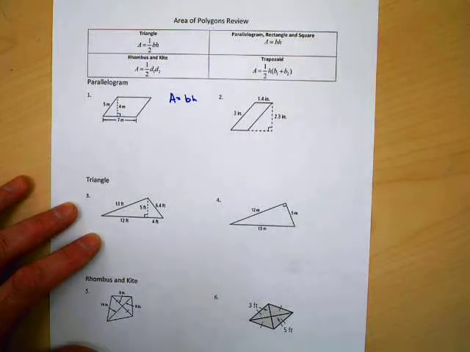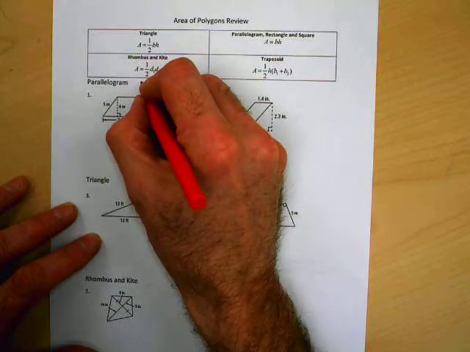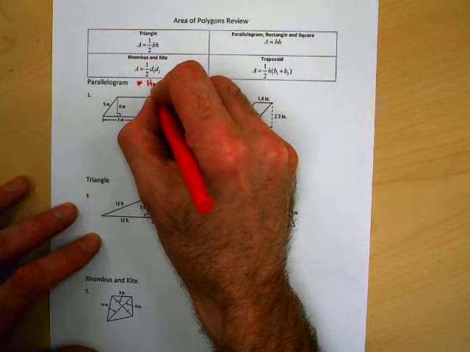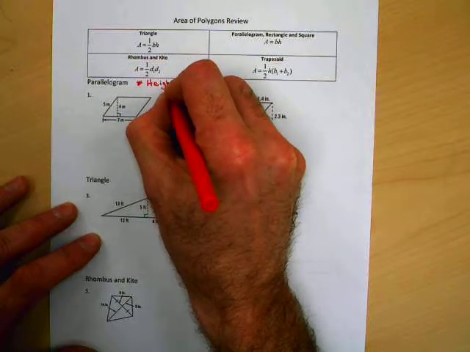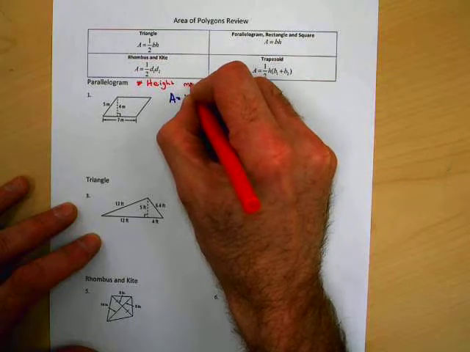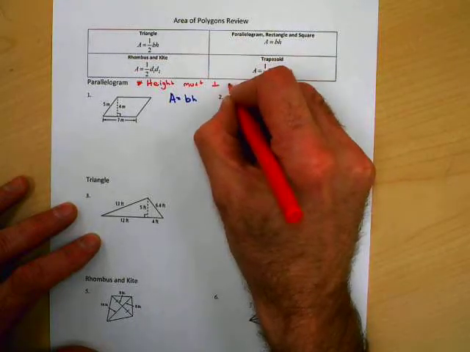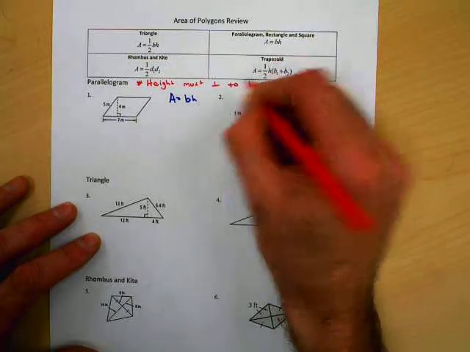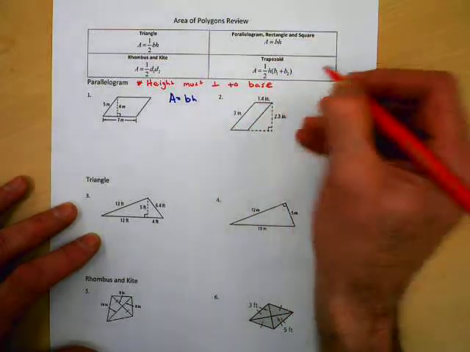When you say base and height, the one thing you need to make sure you realize is that the height must be perpendicular to the base, and vice versa. The base must be perpendicular to the height. If that's not true, you have issues.